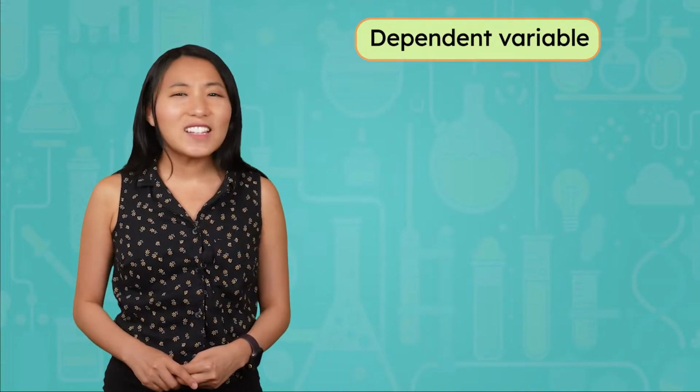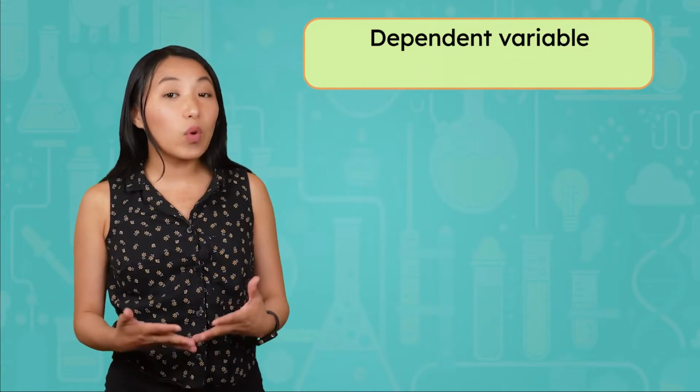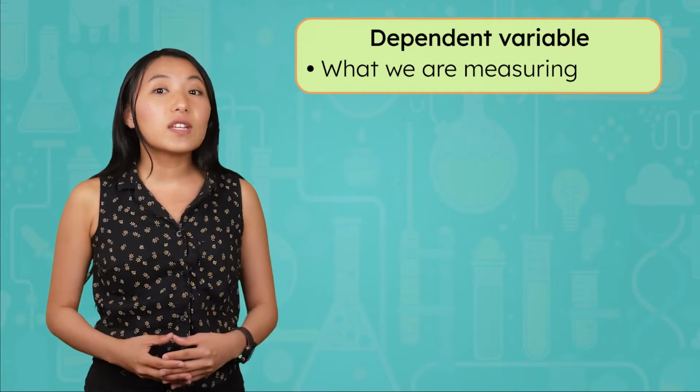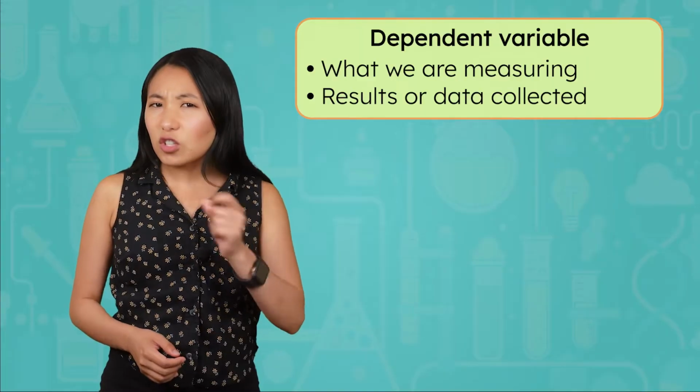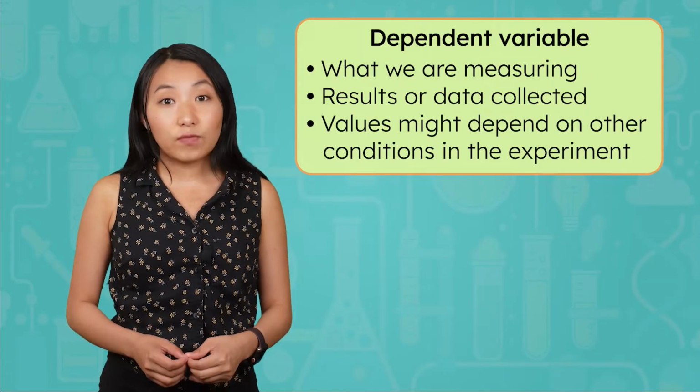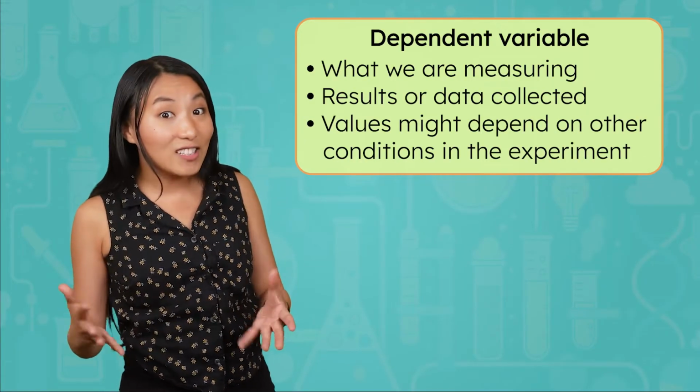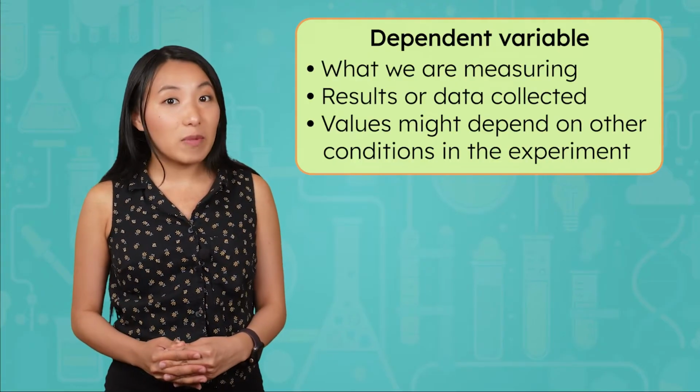To understand why I received a disappointing grade on this science experiment, we need to define some terms. We'll start with the dependent variable. I like to think of the dependent variable as what we are measuring. You might also think of this as the results or data you are collecting. And there's a good chance that the values of the dependent variable might depend on other conditions in the experiment.